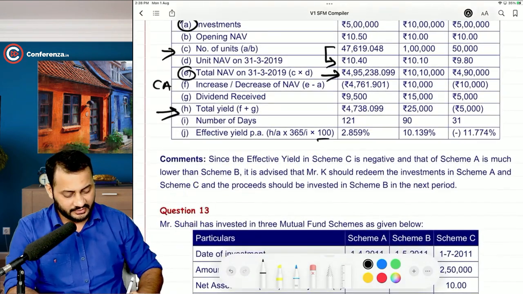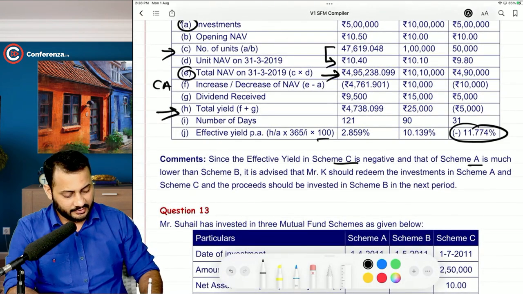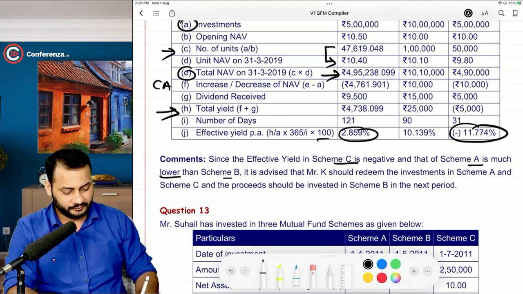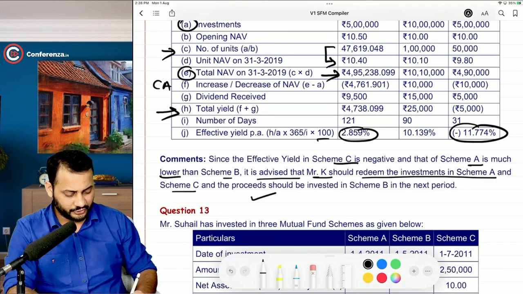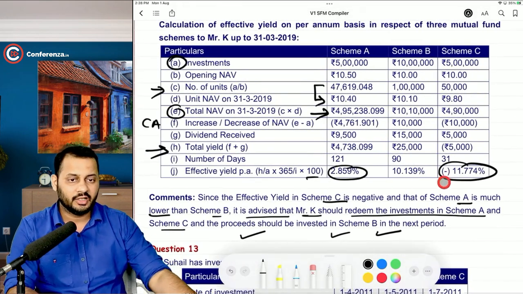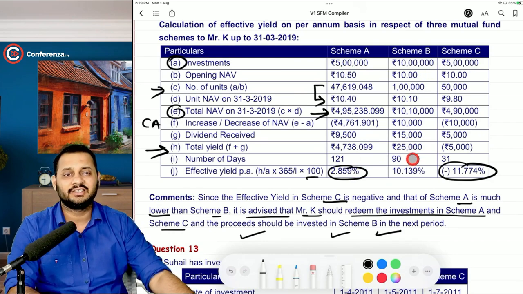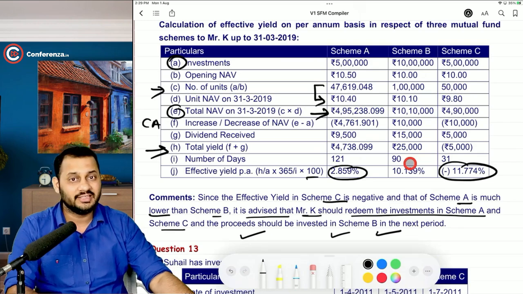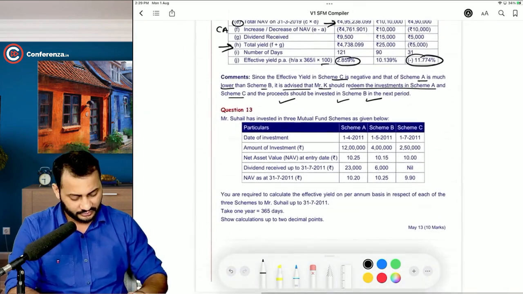What is the comment? Since the effective yield in scheme C is negative and scheme A is much lower than scheme B, it is advised that Mr. K should redeem the investment in schemes A and C, and the proceeds should be invested in scheme B for the next period. It's very simple. See, you are getting a good return in scheme B and the worst returns in scheme C. There is a loss in scheme C and scheme A's return is very low. So what is suggested is that you divest, or we can say you sell off all the units of schemes A and C and then invest the entire amount in scheme B, at least for the next period.